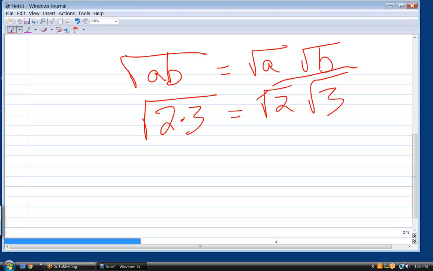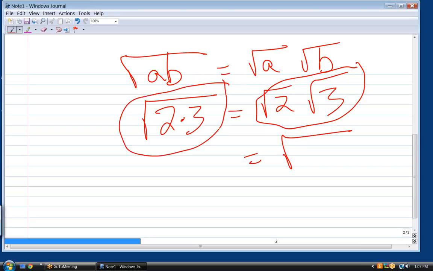Which makes the square root of 2 times the square root of 3 equal to what? 2 times 3, or the square root of 2 times 3? Well, the square root of 2 times the square root of 3 is the same as this. Well, what's this? That's square root of 6. Oh. You with me? Yeah.